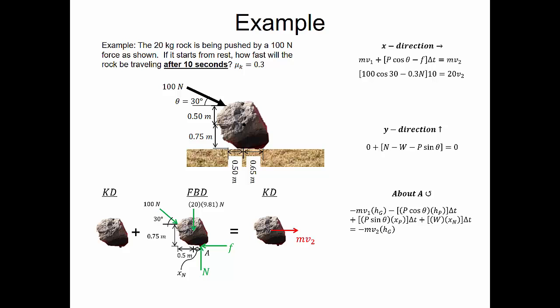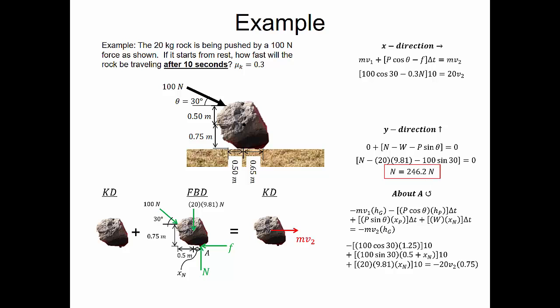So we go to the y direction equation and put in what we know there. We know that we've got 20 kilograms times 9.81 will be our weight, and we have the applied force P, which is 100 newtons, times the sine of 30 to give us the y component, and we have one unknown. We can also plug in what we know into the moment about A. This equation would leave us with our position of the normal force, x sub n, and our final velocity as two unknowns. So let's go to our y direction, and solving for our normal force, we would get that the normal force is equal to 246.2 newtons.